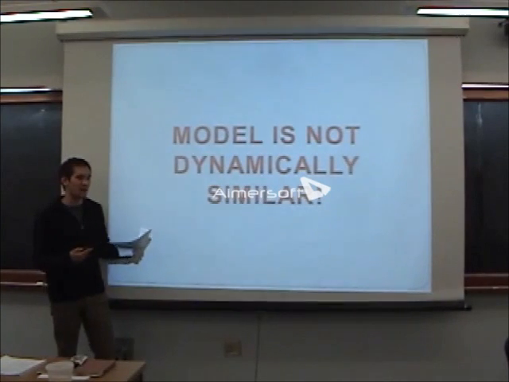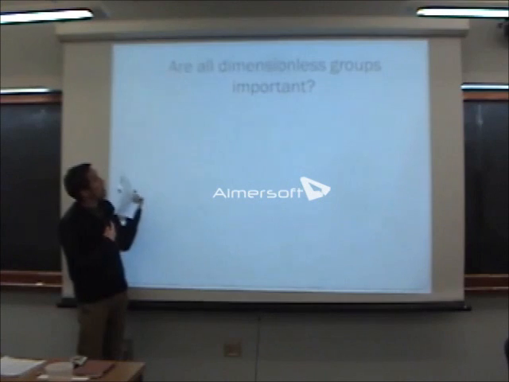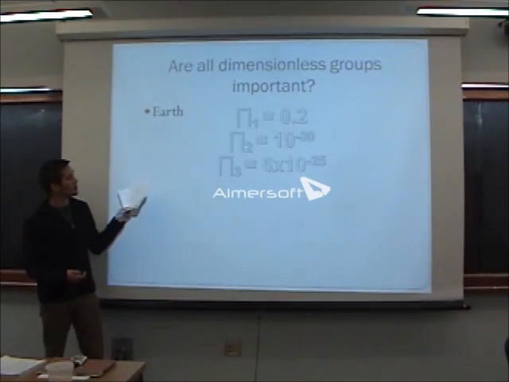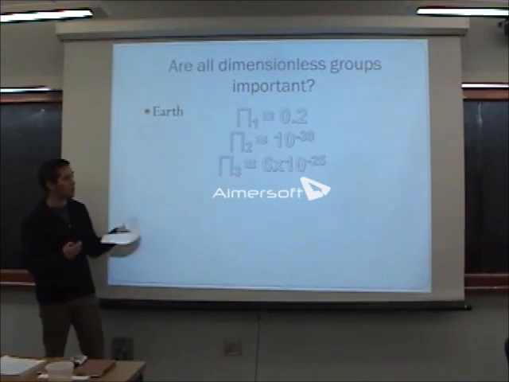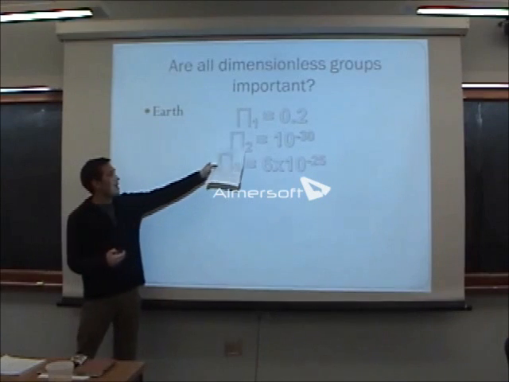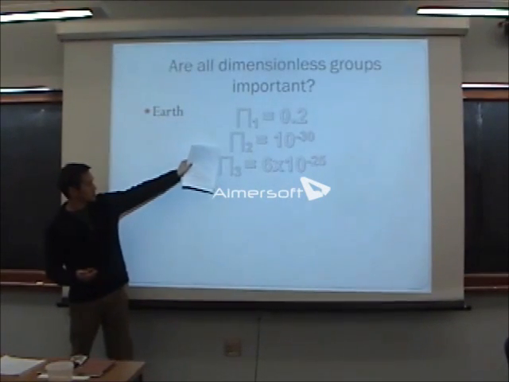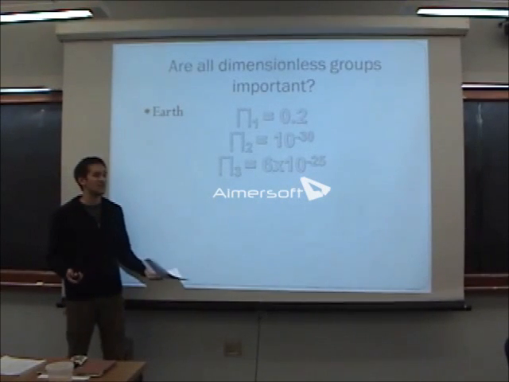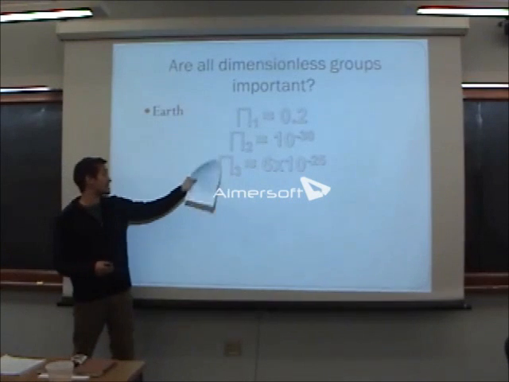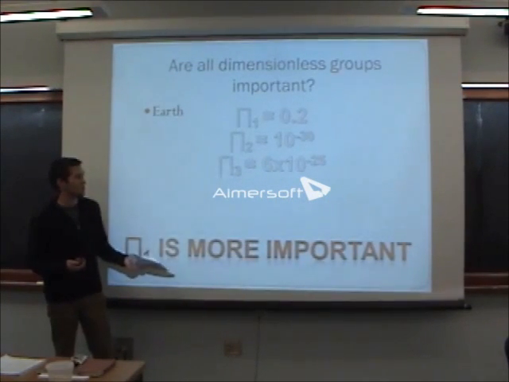So what we're about to do is an analysis that goes outside the scope of this class. But are all the dimensionless groups important? Let's take a look. If we look at the Earth, and we have the 3 dimensionless groups, we plug in the parameters known for the Earth's crust and mantle, and we get the first dimensionless group's 0.2, whereas the other dimensionless groups are significantly smaller. That's tiny. That's like Avogadro's number status. That's tiny. So the first dimensionless group, 0.2, is really the important one.